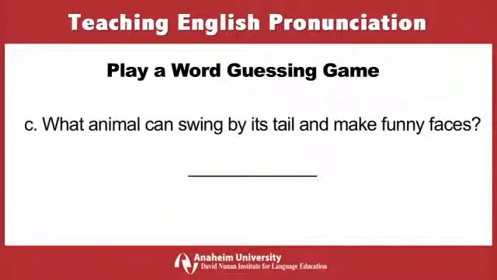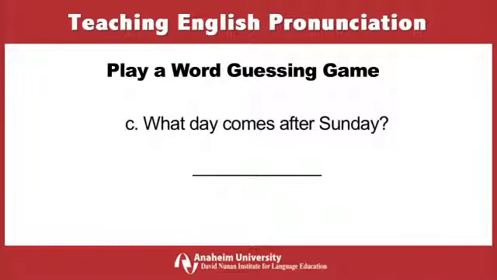What animal can swing by its tail and make funny faces? The answer there, of course, is monkey. Again, it begins with the m sound. And the m sound is that letter sound combination that you're trying to teach to your students. Another example question would be, what day comes after Sunday? Well, of course, the response there is Monday.